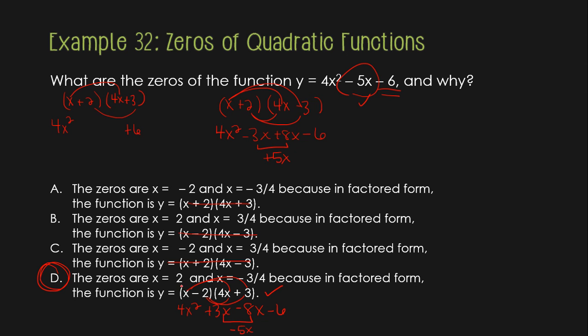The other way you could do this is to take your x values and plug them in to see if you get 0 as your answer. And if you do for both of these, then you know that that's correct as well. So either way will help you solve number 32.